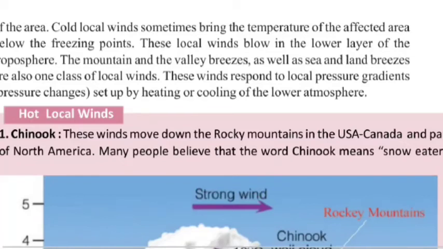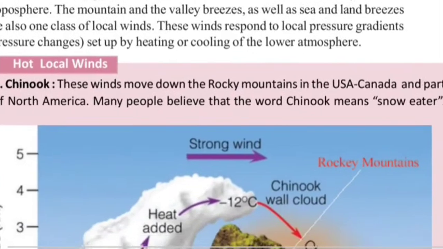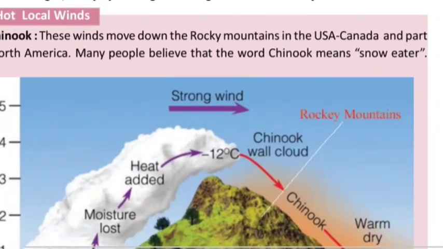Hot local winds, mainly Chinook. Chinook is a hot local wind. And Loo, on the Indian side, is also a hot local wind. Look at this Chinook. These winds move down the Rocky Mountains in USA and Canada and a part of North America. Many people believe that the word Chinook means snow eater. Understand? Look at this picture.